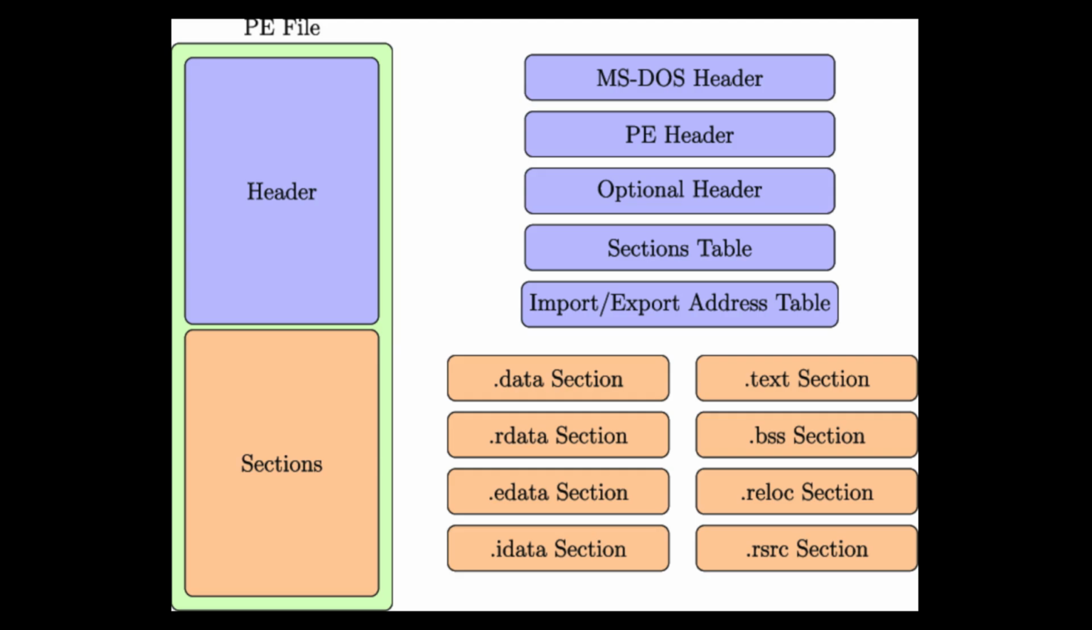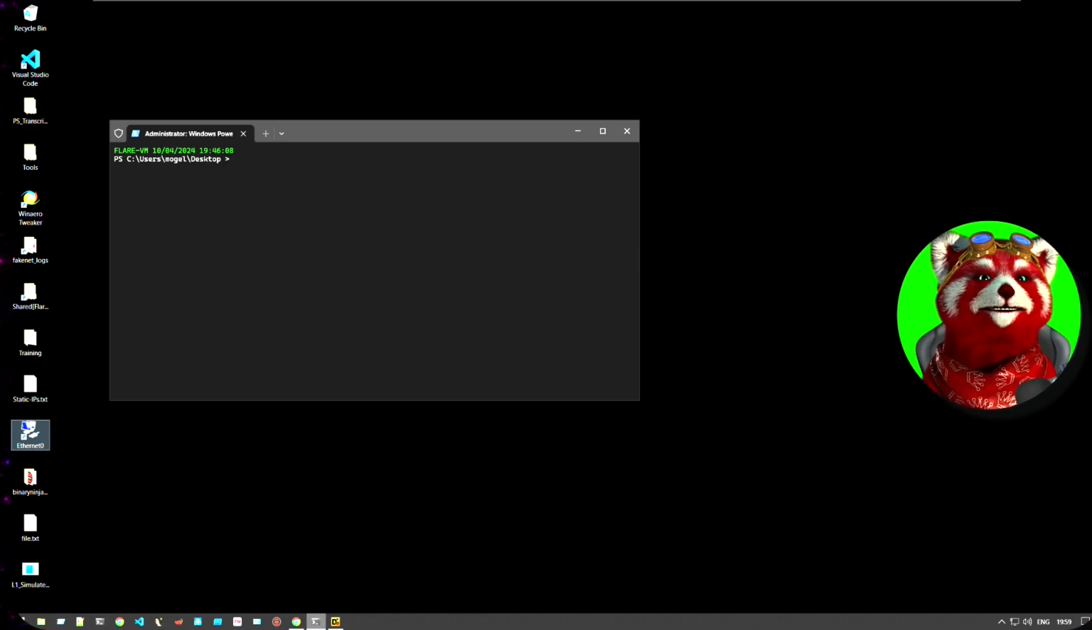Imports and exports. Imports are functions a program borrows. Exports are functions a DLL lends out. The same thing which I discussed earlier. Then we have hashing, creating a unique digital fingerprint of a file. This is crucial for identifying known malware.